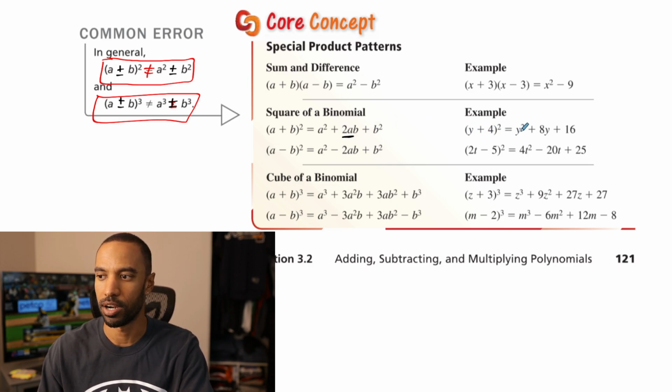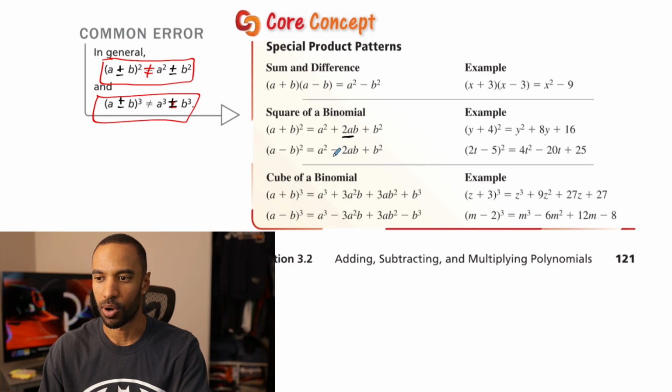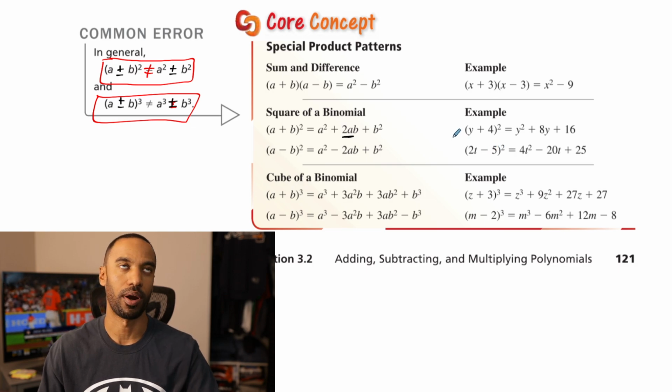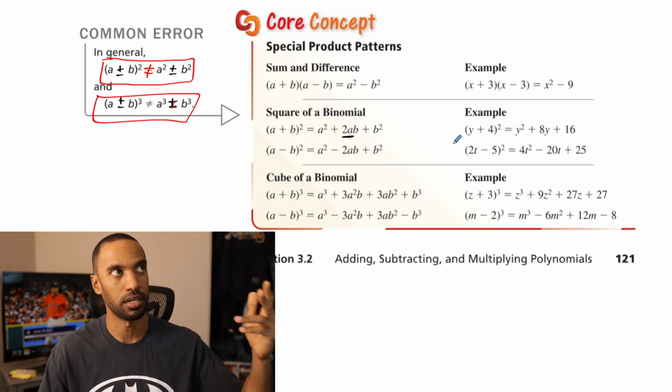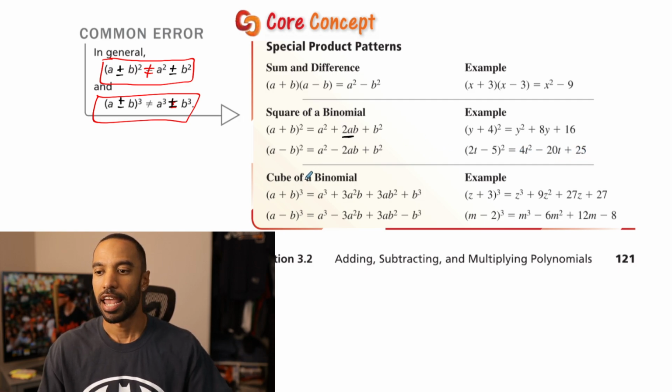y plus 4 squared is y squared plus double 4 times y, which is 8y, plus 16. And then same thing with subtraction. There's just a minus here instead of a plus. Otherwise, the rest is the same. So 2t minus 5 quantity squared is 4t squared minus 20t plus 25. There you go.